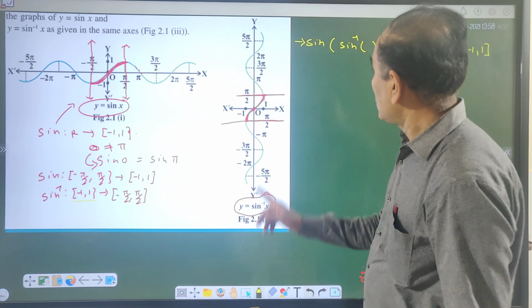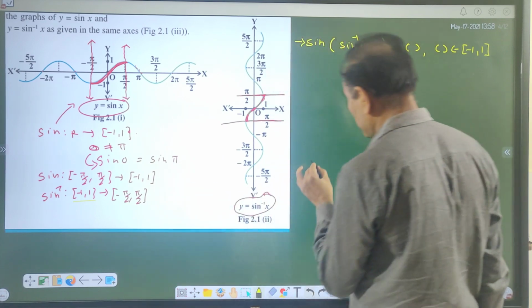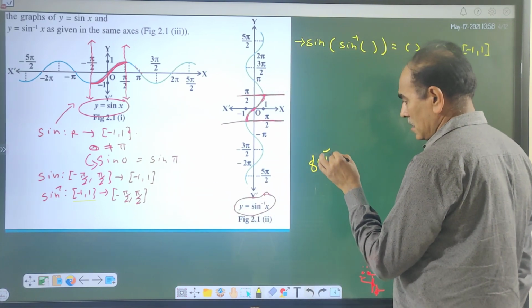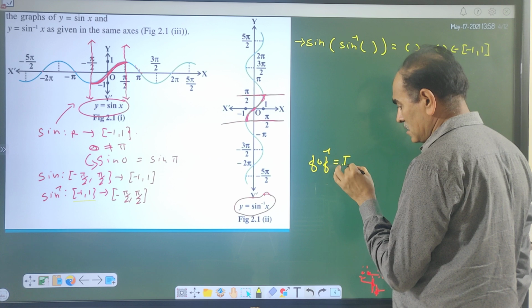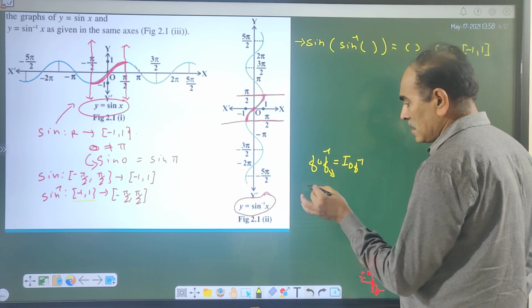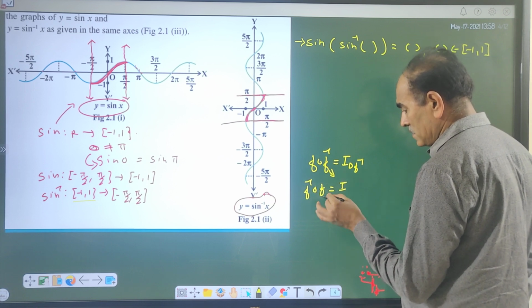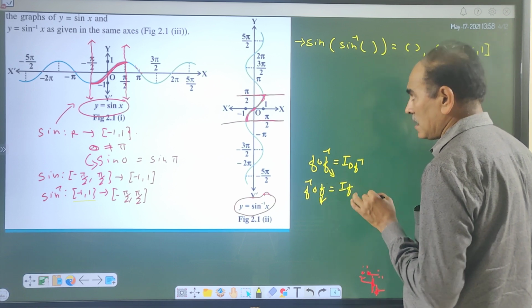Clear? See, how we write it? According to that form, f of f inverse is equal to the identity function on the domain of f inverse. And what is f inverse of f? It is equal to the identity function on the domain of f.